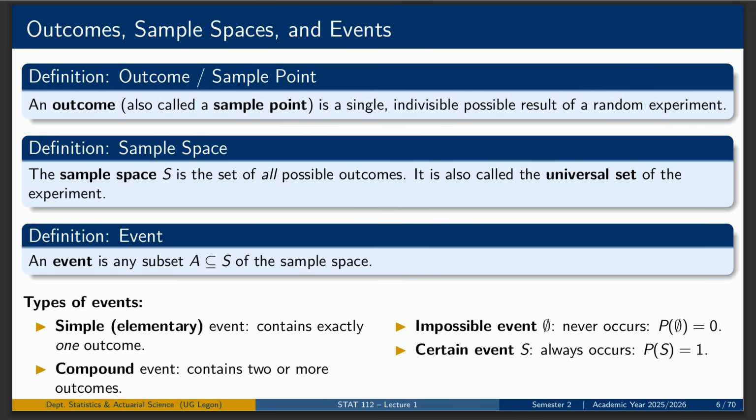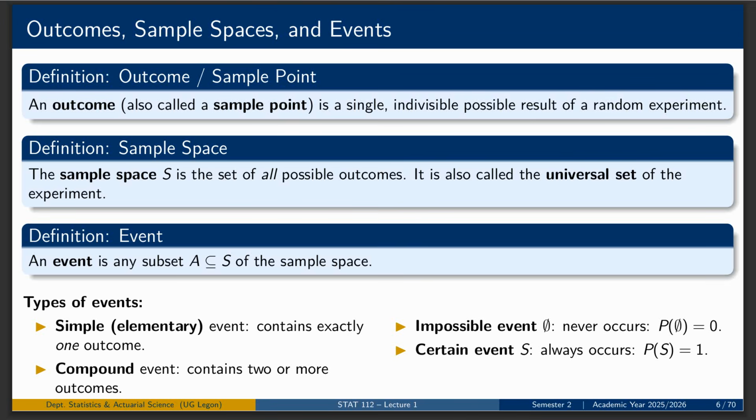Then the compound event contains 2 or more outcomes. So the grades A and B together will now form a compound event. Or the set of even numbers when you toss a die, let's say 2, 4, and 6. So that's a compound event.